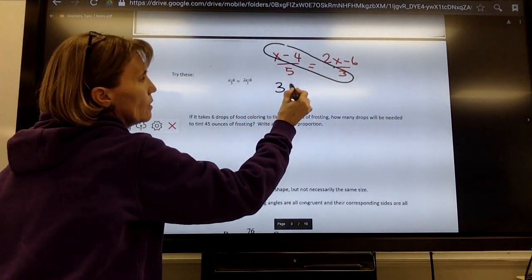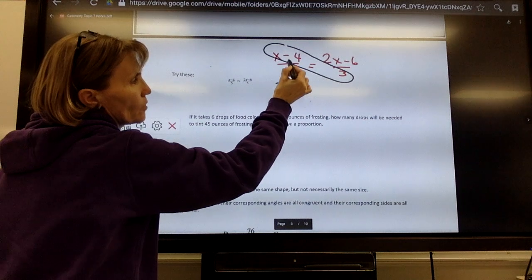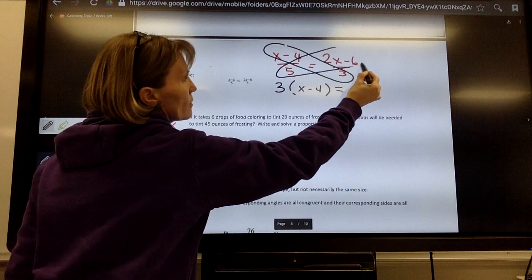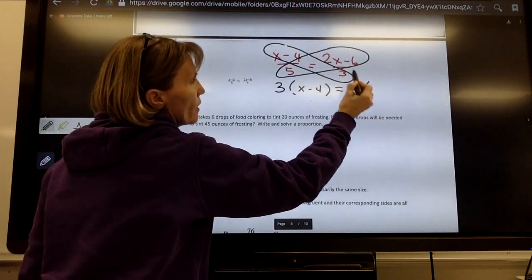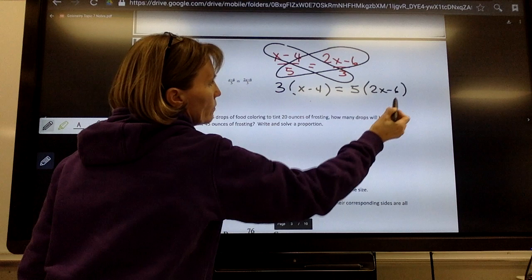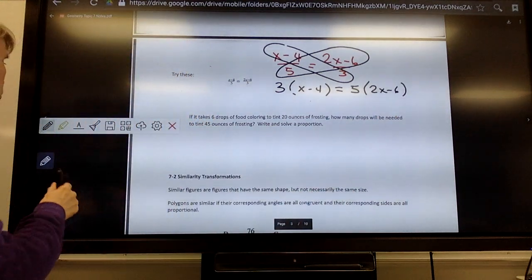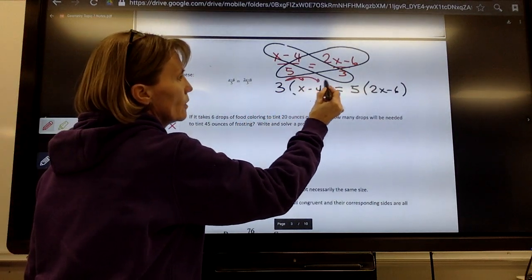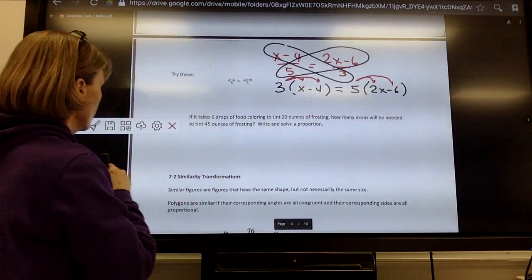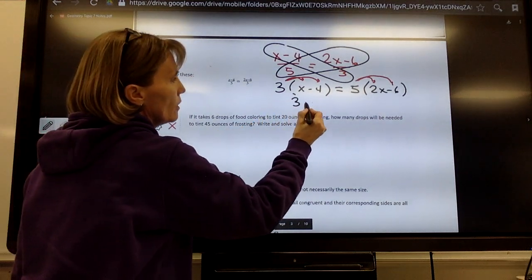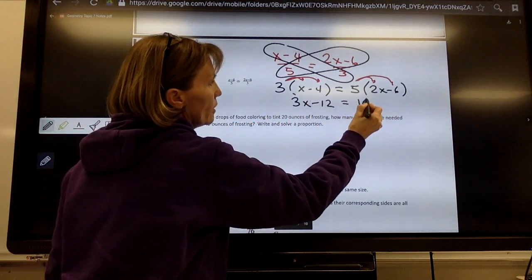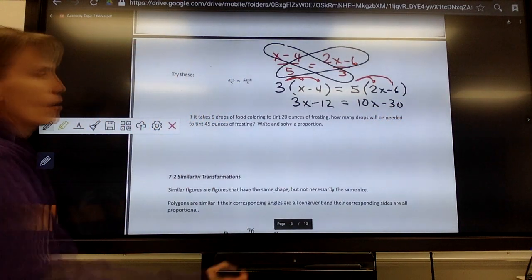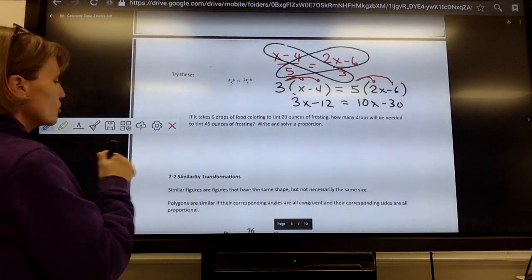So I'm going to take 3, but I have to put this in parentheses. I need to take 3 times all of that. And I set it equal to this product. Okay, and I'm going to take 5 times all of that. Now, how would you solve that algebraically? Well, hopefully you're thinking, I have to distribute here on both sides of the equation. Okay, so we're going to get 3x minus 12 equals 10x minus 30. Make sure you distribute.